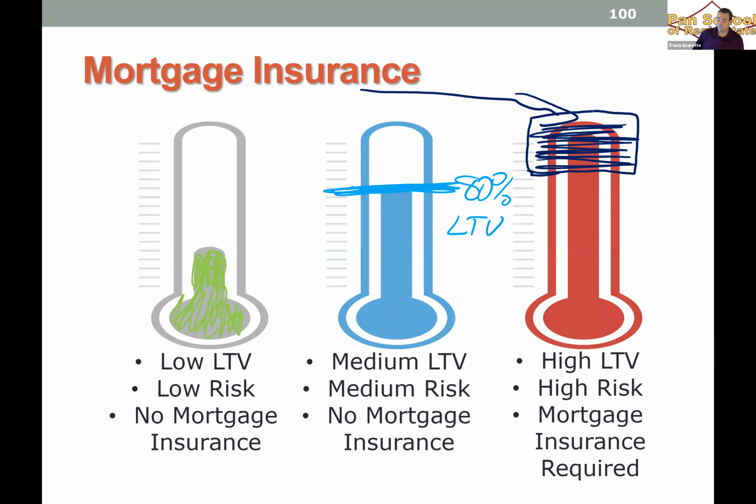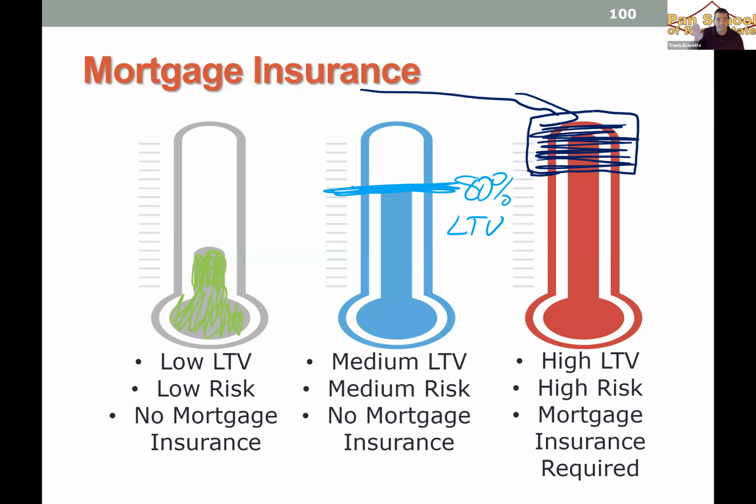So if 80 is the cutoff line, would I need mortgage insurance if I went to 85% loan to value? Would I probably need to get PMI? Yes. Would I need mortgage insurance on 85% of the property's value, or would I need only mortgage insurance on 5% of the property's value? 5%, because that bottom 80, nobody's worried about that. They feel safe with that money. Does that make sense for everybody?